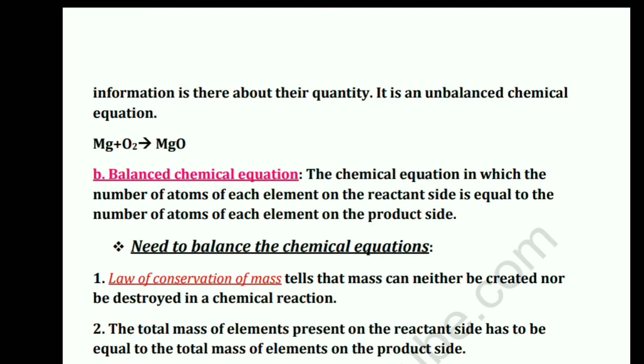Meaning the number of atoms of each element on the reactant side is equal to the number of atoms of each element on the product side, and this is necessary also. Let's see why it is necessary. I hope you all understood the meaning of balanced chemical equations. Along with the information about the reactant and product, it will give information about the number of moles or molecules also, and not only that, but the correct number, not any random number.